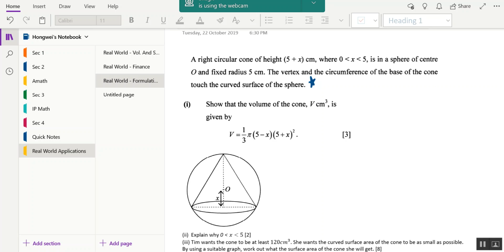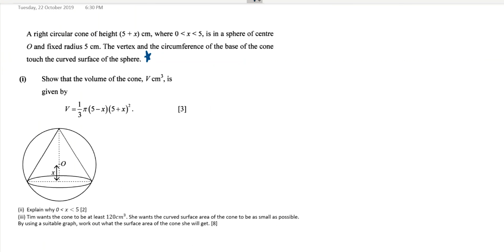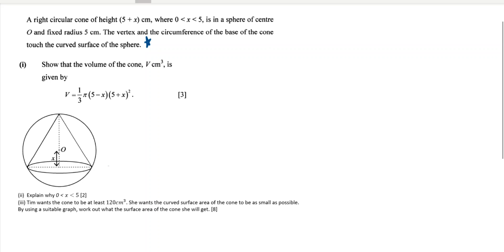Many of you are texting me to say that you're very worried about the real-world application question, which is the last question of Paper 2 in your E-Math O-levels. So I've picked 3 types of real-world application questions to discuss with you today.